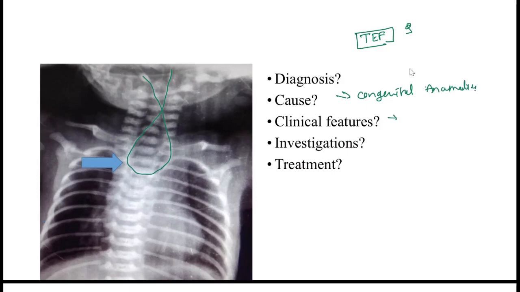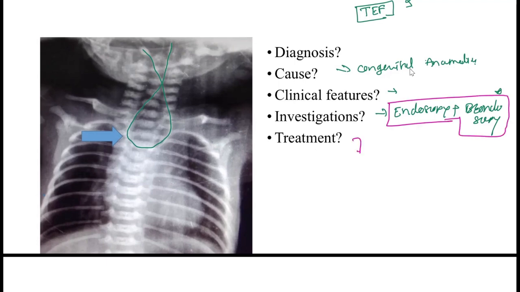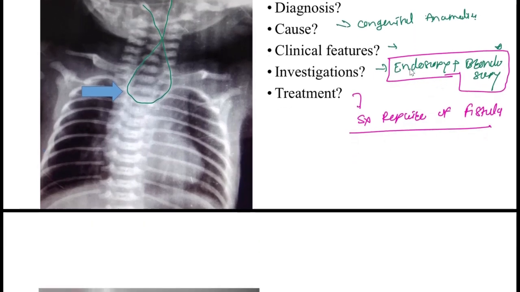Clinical features: the patient may present with respiratory problems, let's say respiratory dyspnea, and drooling of saliva, and if we put a Ryle's tube, there is coiling of the Ryle's tube. The investigation should be endoscopy, bronchoscopy. So this is the investigation. The treatment is surgical repair of the fistula.